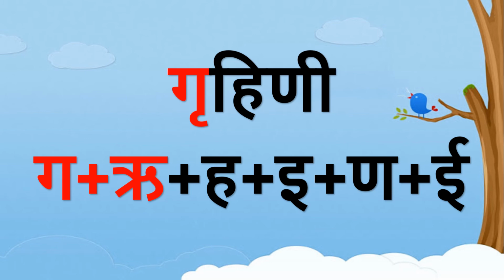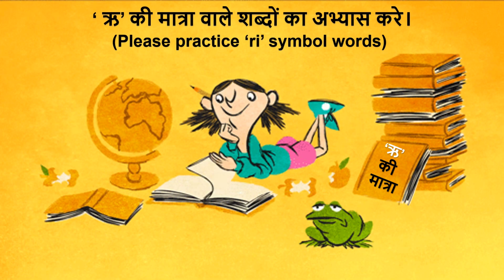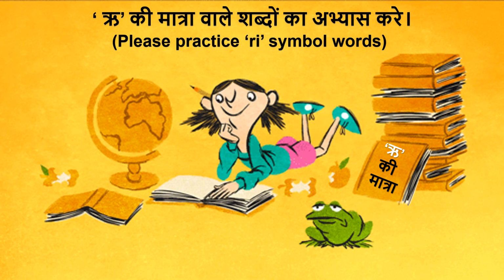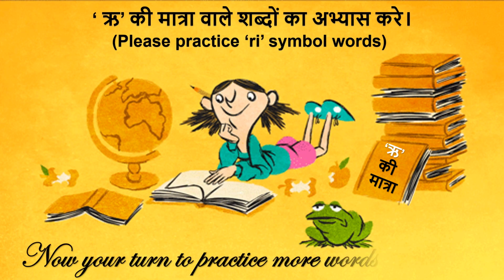Ga plus ri, gri, ha, e, hi, na, e, ni. Grahini. Again, pronounce it: Grahini. So friends, you have learned Re ki matra wale shabd. Now it's your turn to practice more words.